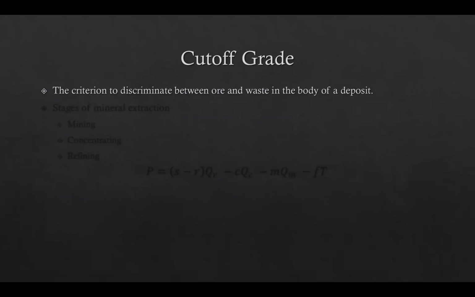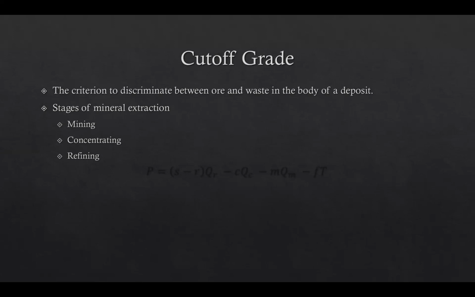Ore is sent to the treatment plant for further processing and eventual sale. The choice of cutoff grade can directly affect profits. A mineral extraction process is considered to consist of three stages: mining, concentrating, and refining. Each stage has its own associated cost and a limiting capacity.